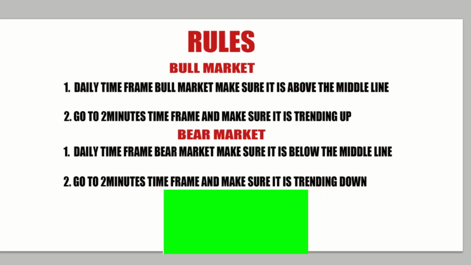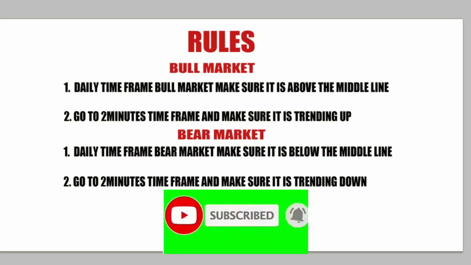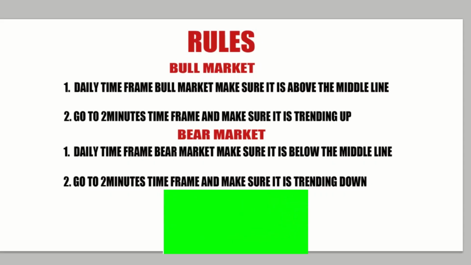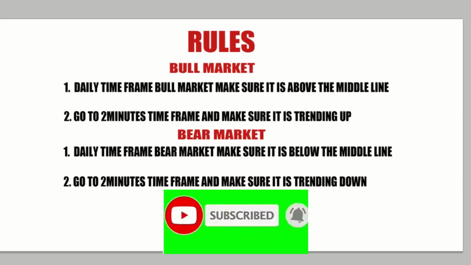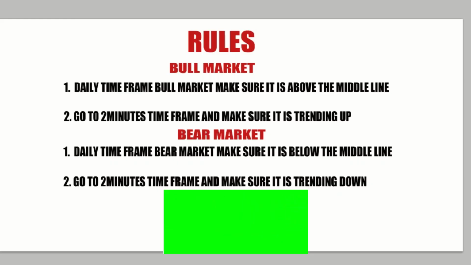A rule-based strategy. We are following a rule. If these rules are not available, we don't trade. We must make sure that these rules are intact for us to be able to execute our trade. So these are the rules. These are the first rules.